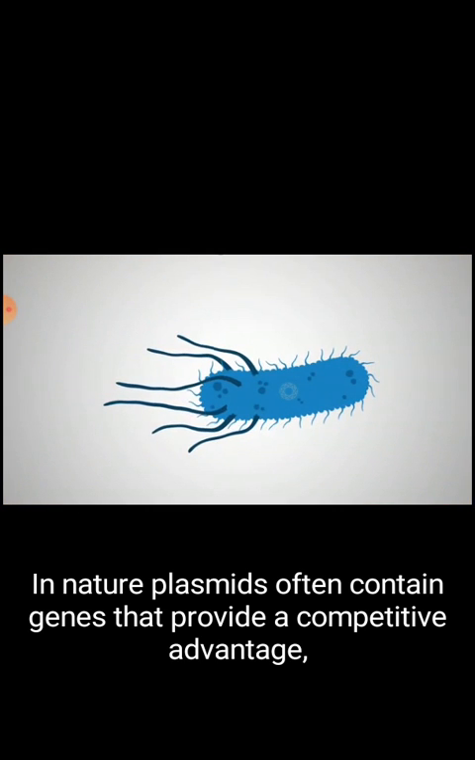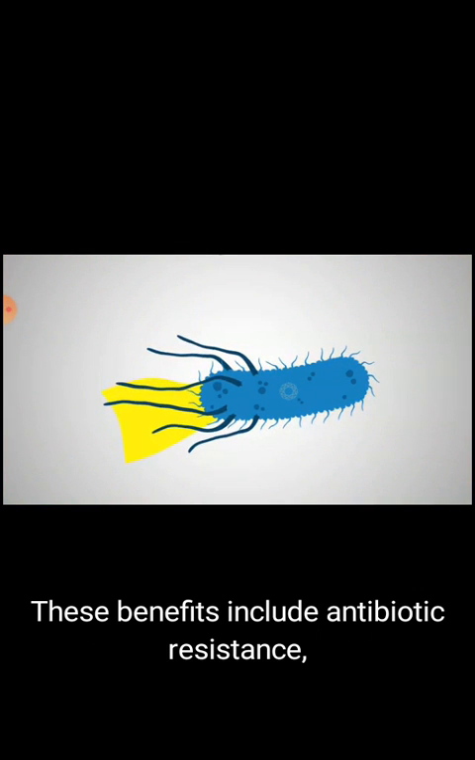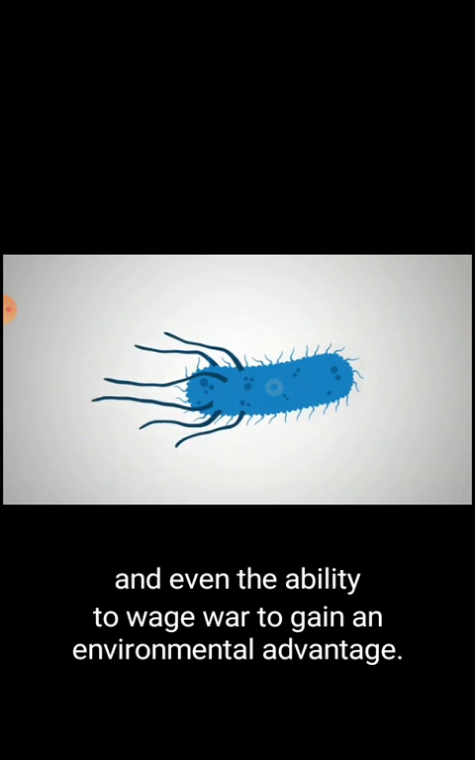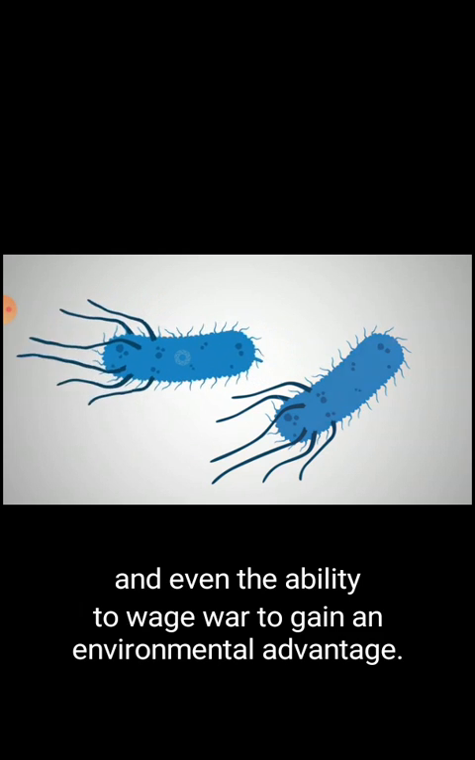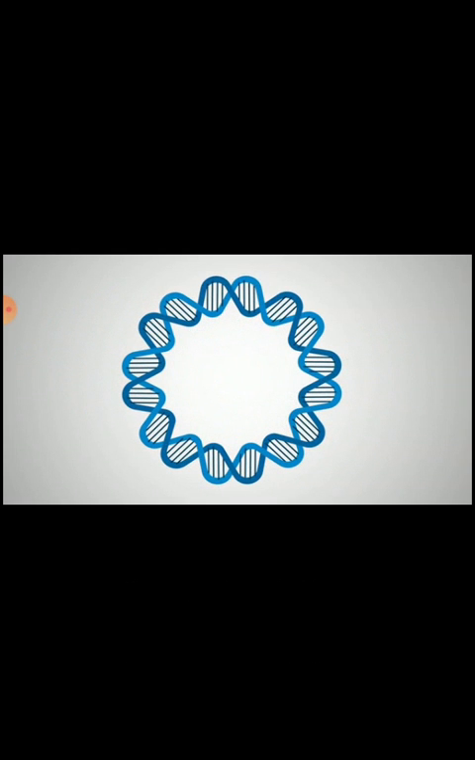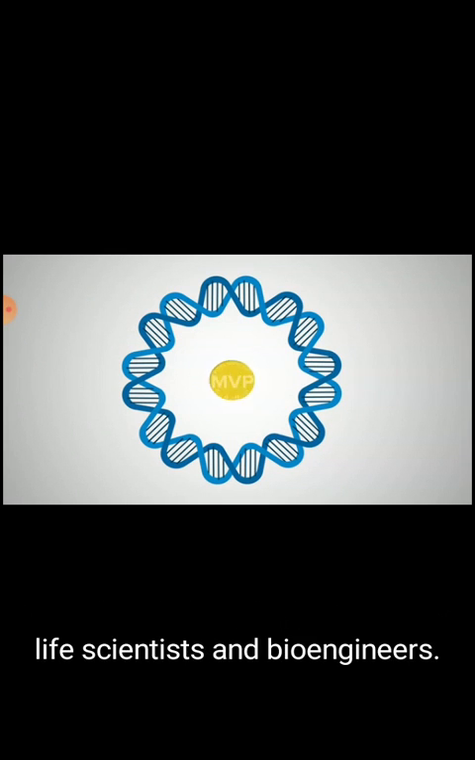In nature, plasmids often contain genes that provide a competitive advantage, giving its host bacterium an ability that it didn't have before. These benefits include antibiotic resistance, the wherewithal to survive in harsh environments, and even the ability to wage war to gain an environmental advantage. But plasmids aren't just useful to bacteria. Because they're incredibly easy to manipulate, they've also made themselves indispensable to life scientists and bioengineers.